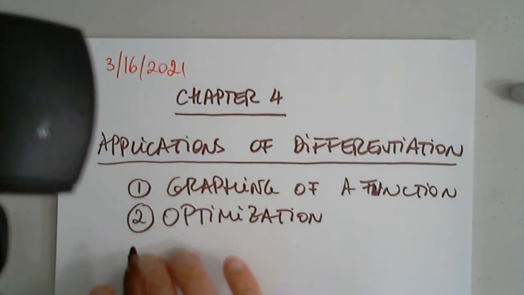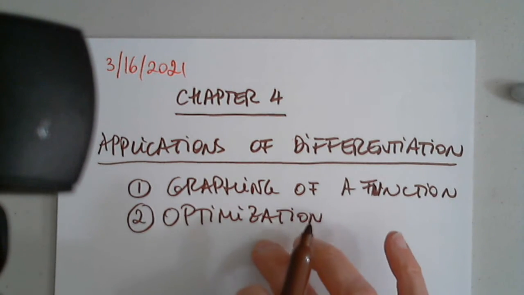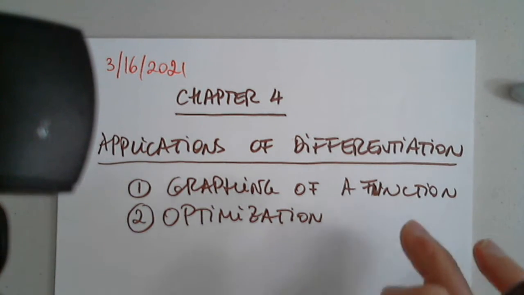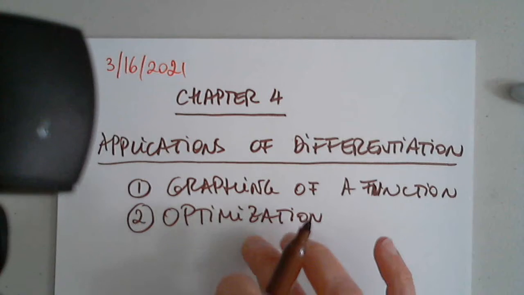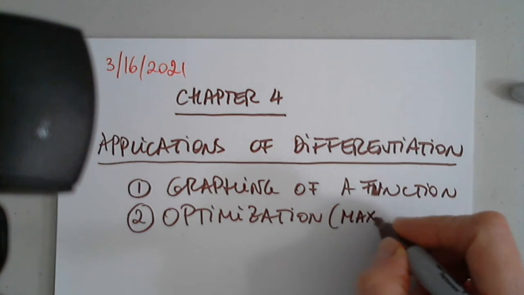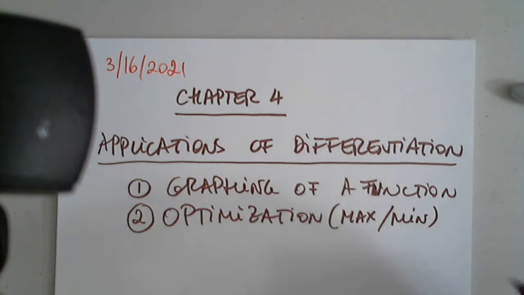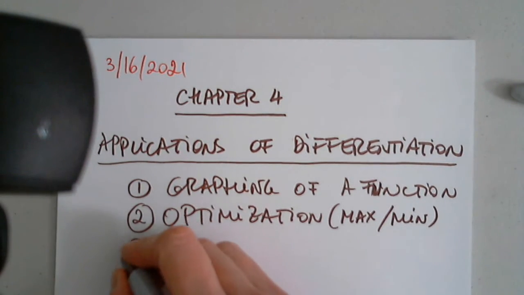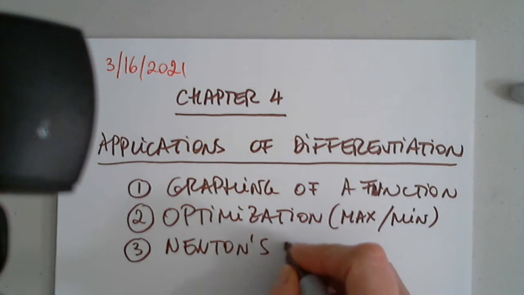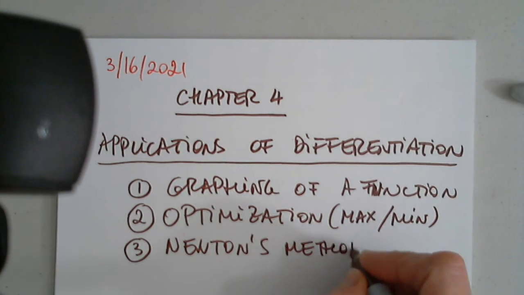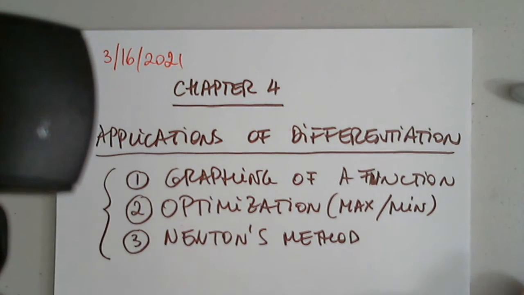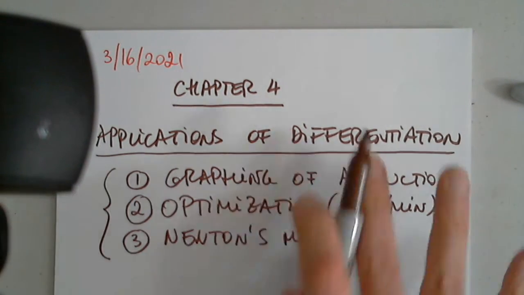in which this is a huge branch of mathematics, as big as trig and geometry and algebra. Optimization, huge branch of mathematics. It deals with finding max and min. And number three, Newton's method. So these are the major ones here that we are going to look at. And this is the entire chapter 4.